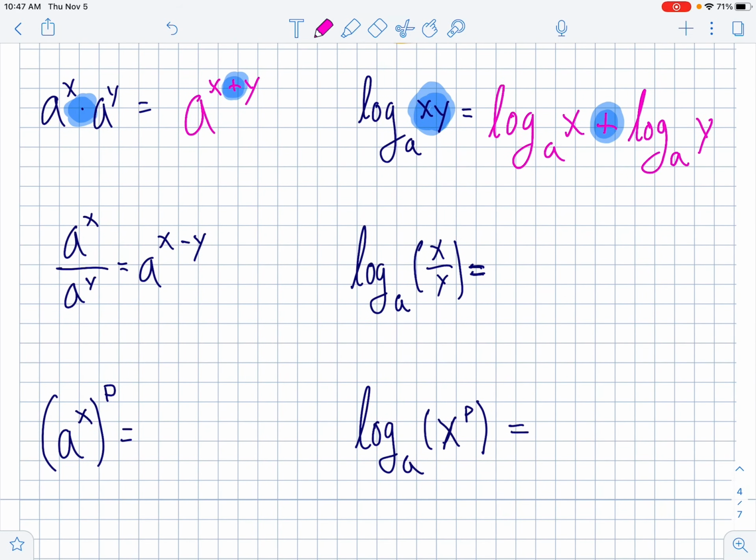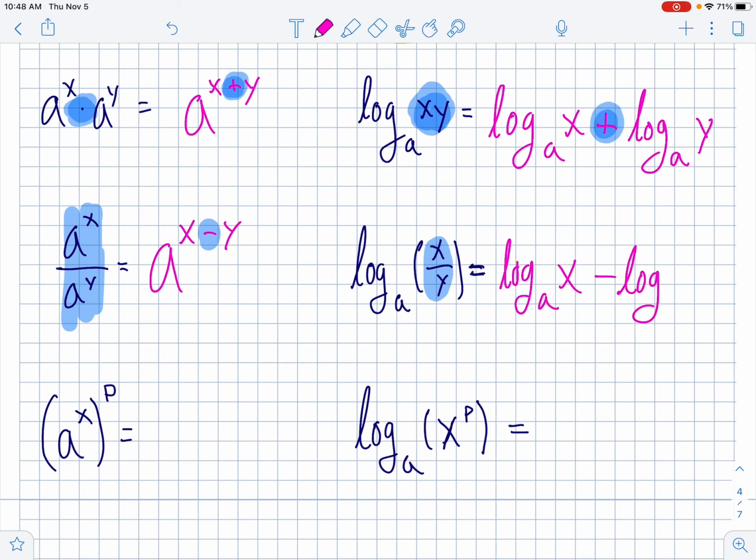Oops, I already filled in this one. Let's get rid of it just for the sake of the colors. If you have a to the x over a to the y, you would subtract their exponents. So this would be x minus y. It's the same thing over here, so notice that the division turned into subtraction. This division also turns into subtraction. So log base a of numerator minus log base a of denominator. So division turns into subtraction.